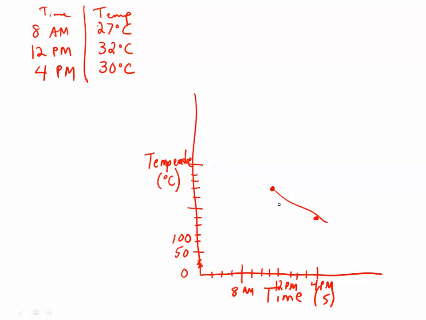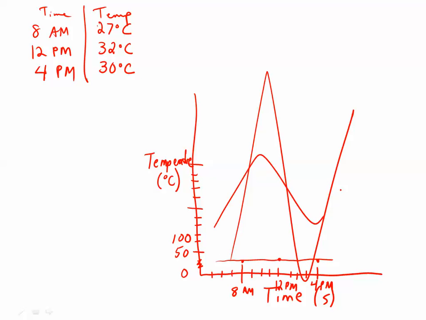Well, now our three temperatures are going to be 8 a.m. 27 is about right here, 12 p.m. 32 is about right here, 4 p.m. 30 is about right here. It almost looks like we have a straight line. So the interval you choose for your line graph or any type of graph is very important, because you can be very misleading depending on how small your intervals are.